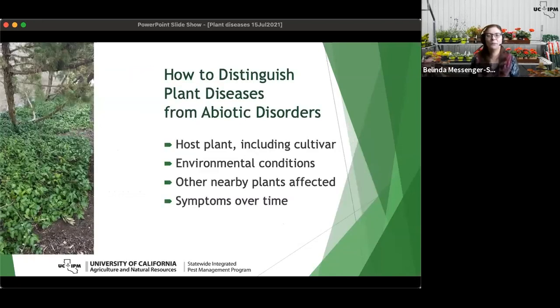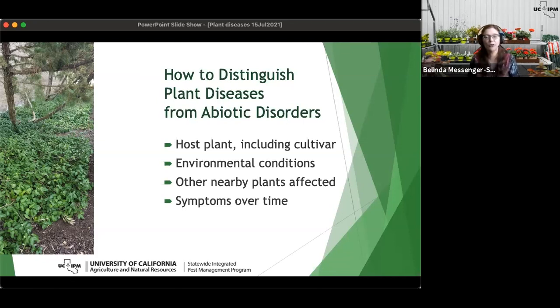So how do we distinguish plant diseases from abiotic disorders? Know what your host plant is, including the cultivar. That's going to narrow down the possibilities and allow you to use our online tools more effectively. Are those symptoms typical of the cultivar, not an actual problem? Is the plant reaching the end of its lifespan? Are those symptoms typical for the age of the plant and not indicative of a problem? Is the plant growing in its preferred location? Does it need more or less sun? Is it overcrowded?